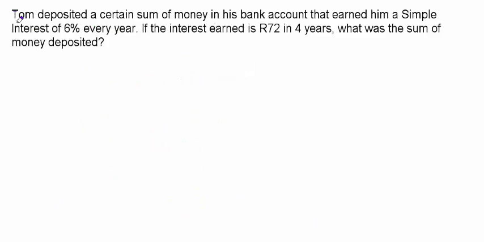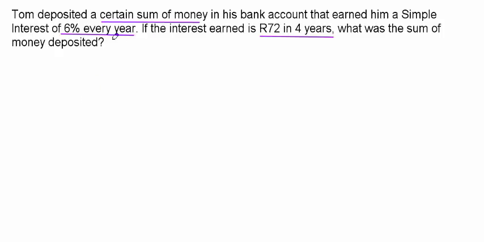Let's try another one. Tom deposited a certain sum of money in his bank account that earned him a simple interest of 6% every year. If the interest earned is 72 Rand in 4 years, what was the sum of money deposited? So we need to find this certain sum of money that was deposited into his bank account by this person called Tom, and that resulted in him earning an interest of 72 Rand in 4 years at this rate of interest for every year. So what was the initial amount that he invested?